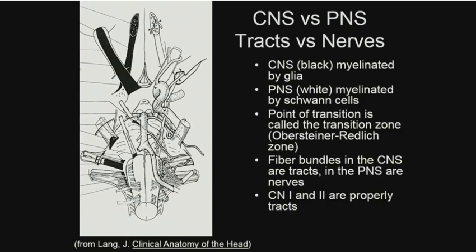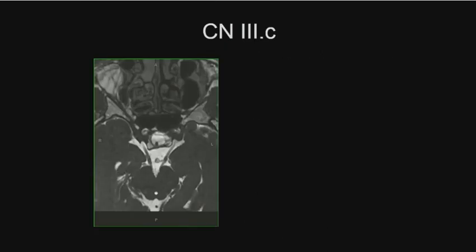Now notice in this image that the first and second nerves are properly tracts rather than nerves. Here's the cisternal segment of the third nerve, the oculomotor nerve, extending from the interpeduncular cistern anteriorly, medial to this surface landmark of the temporal lobe, the uncus.